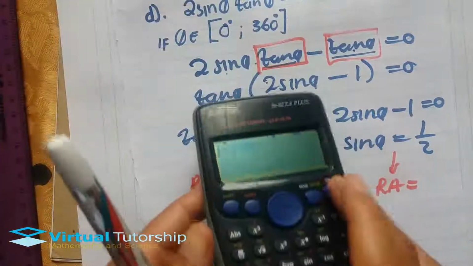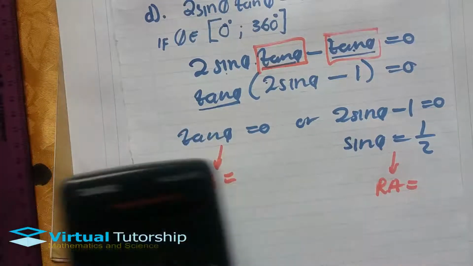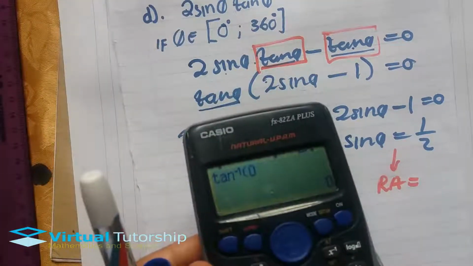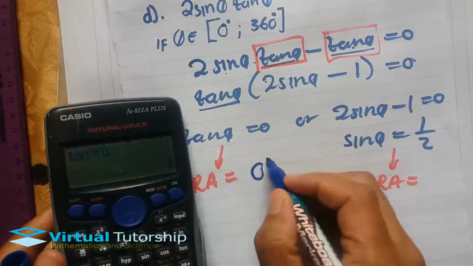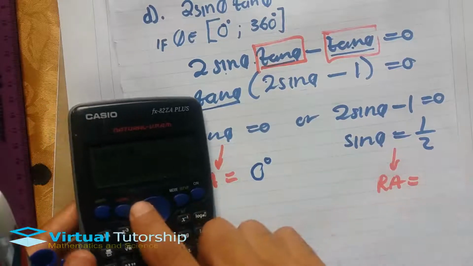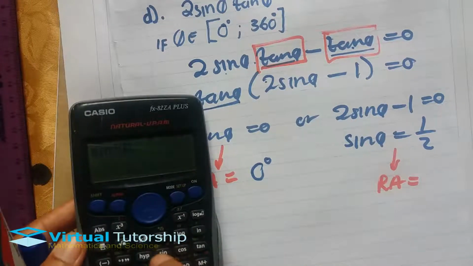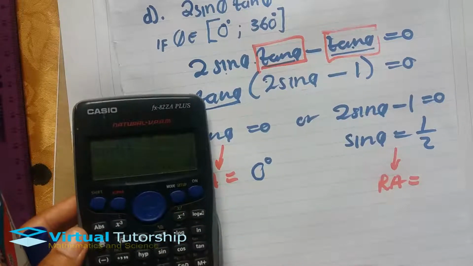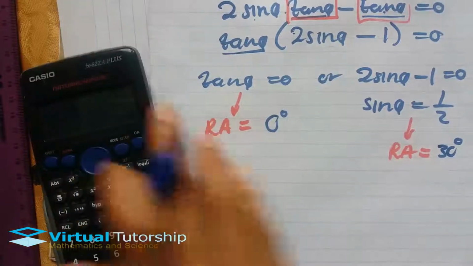What's the reference angle? Reference angle ka tan theta is equal to 0, it's 0 degrees. Second function sine, it's half la. So the reference angle is 30 degrees.